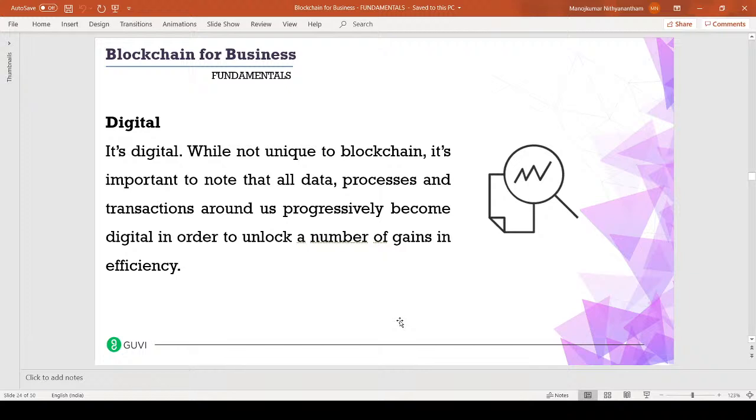While not unique to blockchain, it's important to note that all data, processes and transactions around us progressively become digital. These days payments and many activities have become digital, which means there is less human intervention. So in a blockchain world, you will see a lot of sensors and Internet of Things coming into the picture.